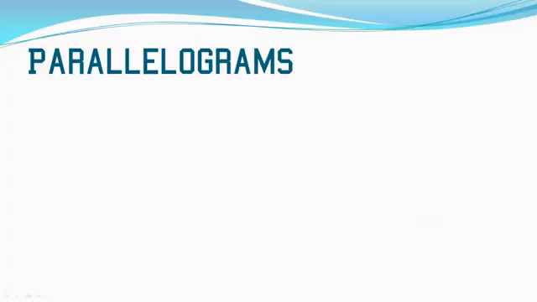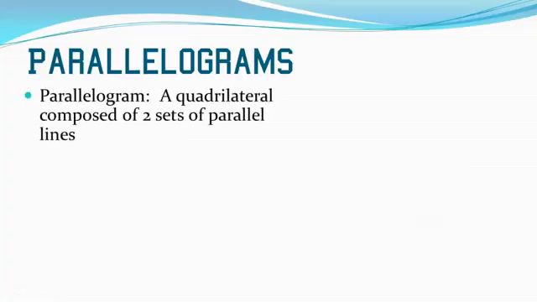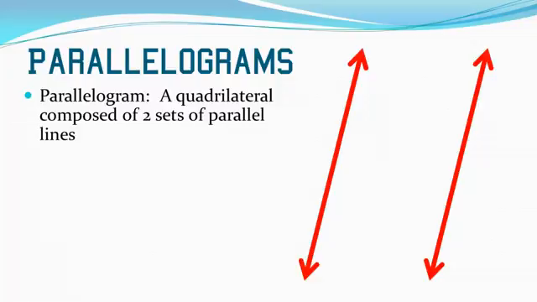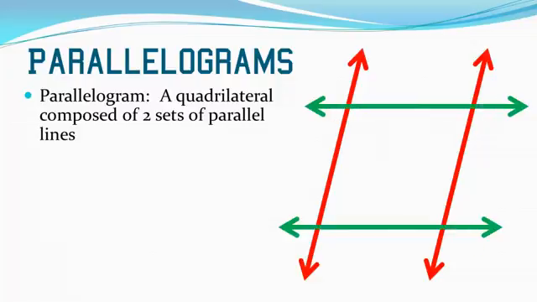Parallelograms are a special offshoot of quadrilaterals. They're quadrilaterals that are composed of two sets of parallel lines. So before we even look at the shape, imagine two sets of parallel lines. The green lines are parallel to the green line, the red lines parallel to the red line. This gives us two sets of transversals that are cutting two sets of parallel lines.